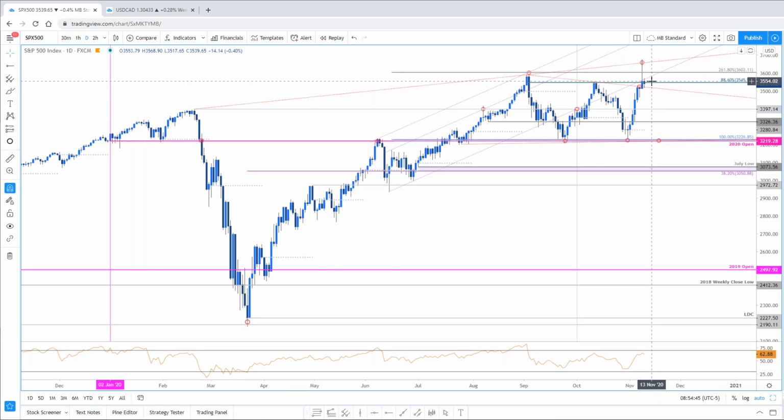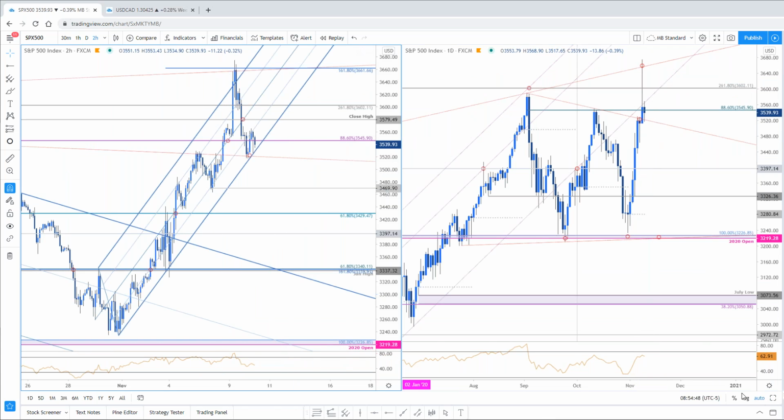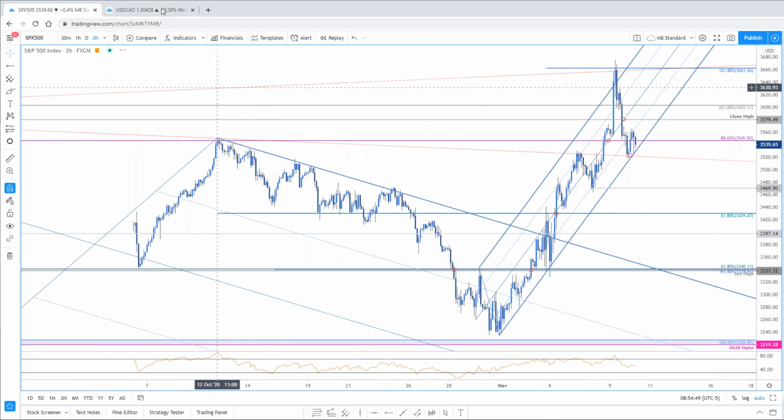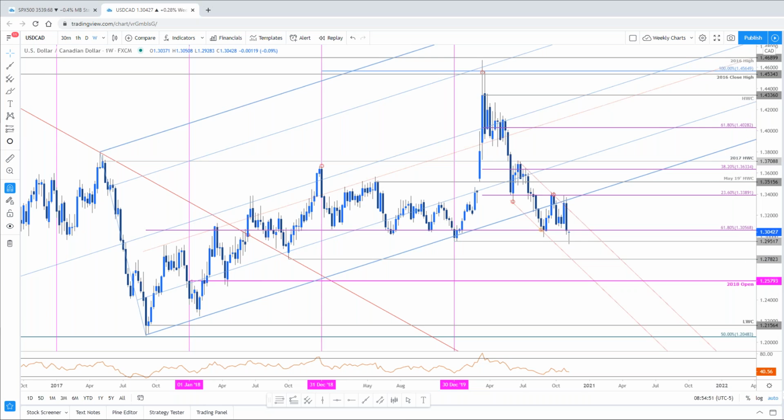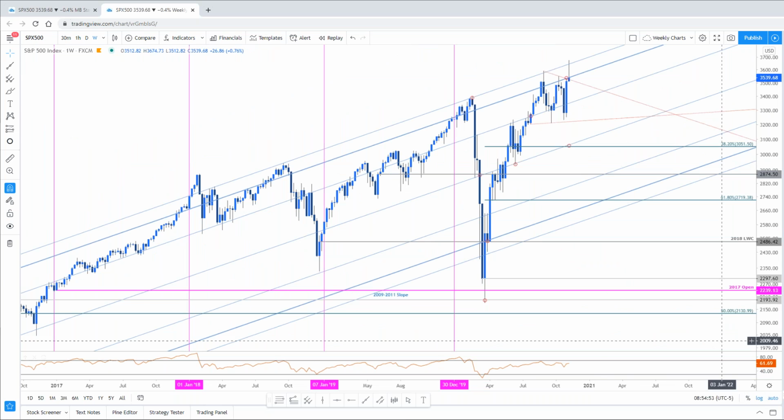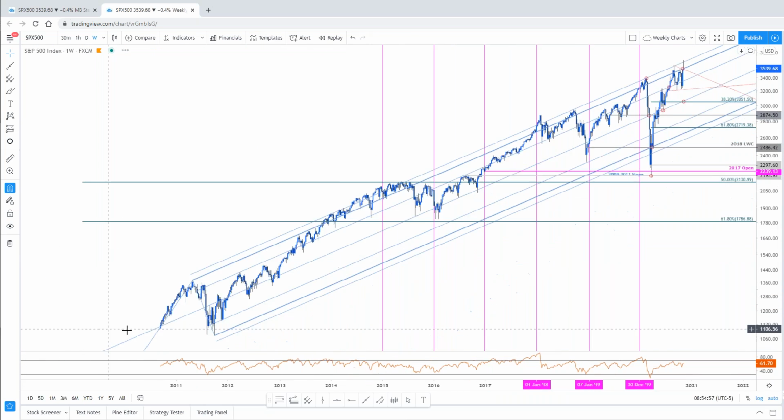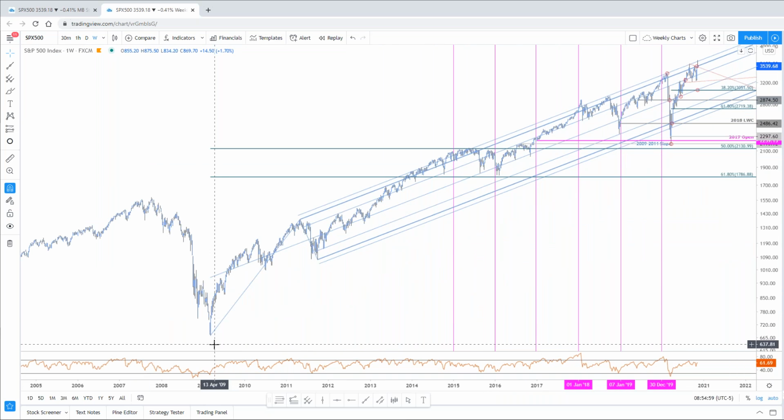Here's the pullback. So what does that mean? Well, here's the intraday chart. And again, just before that, real quick, here's the weekly on SPX, again in log scale. Look at that. Look where we failed. Look at the gradient. It's the same gradient from the 2009 low.